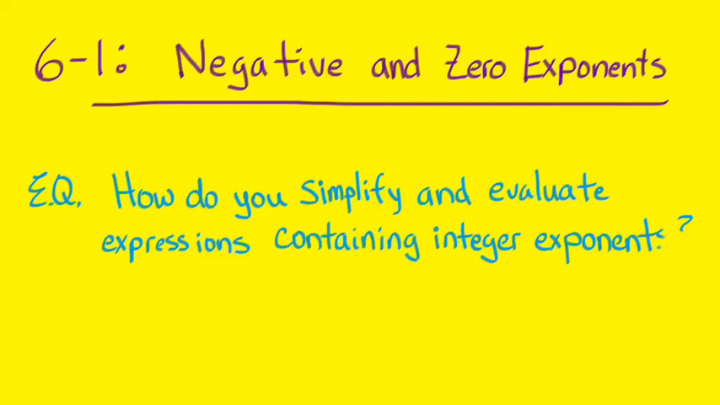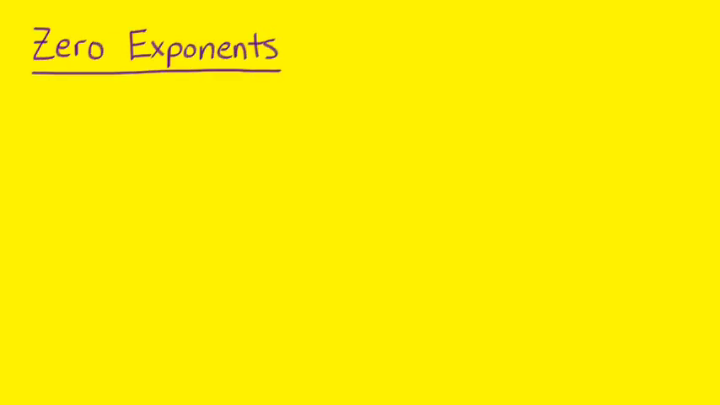Okay, my algebras, we are now starting chapter 6, which is all about exponents and polynomials. But first, we're just going to address exponents. So today we're looking at negative and zero exponents and how we evaluate them. Let's first look at zero exponents.